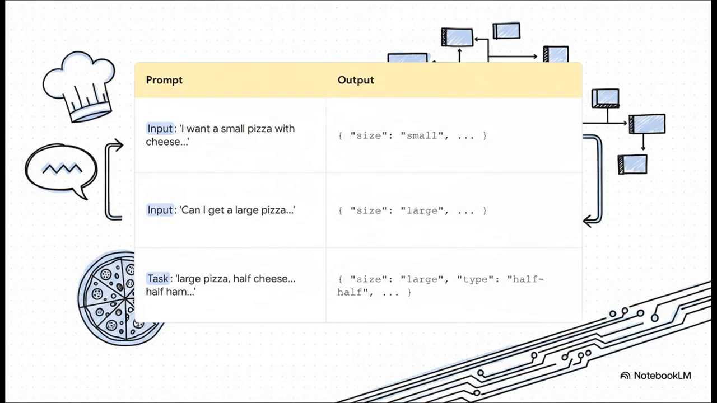And here's a perfect real-world example for engineers. We're using few-shot prompting to turn a totally normal conversational pizza order into perfectly structured JSON. This is an absolute game changer for building APIs that need to take messy user input and turn it into something your backend can actually work with.